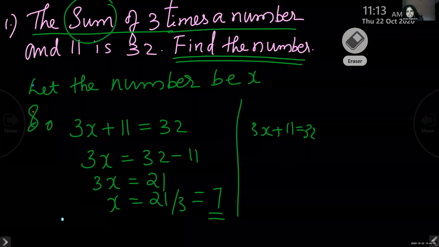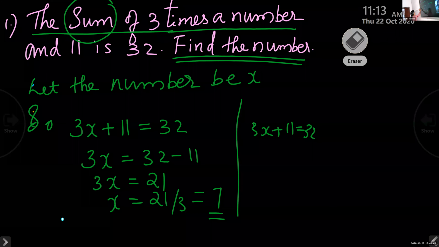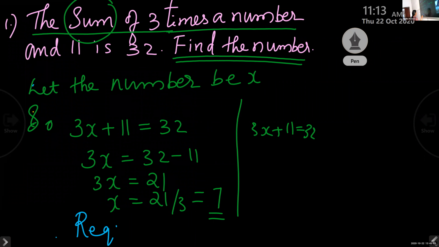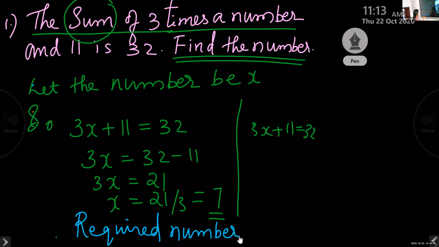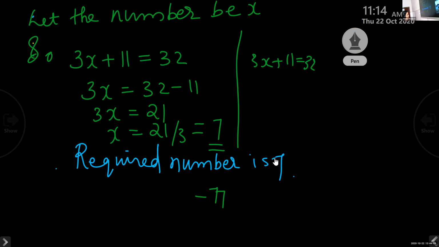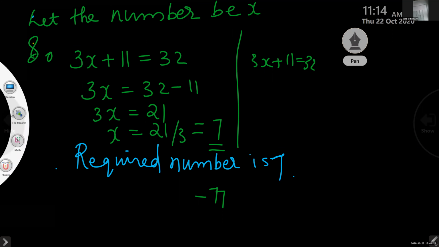Anthony finished writing. Answer 7. After that, you can write: find the number is the question, so you have to write required number is 7. That answer you have to write separately. In the answer sheet, you have to write: required number is 7. This is the way to write the answer. The final answer should be there in the answer paper. Required number is 7. Okay, children?